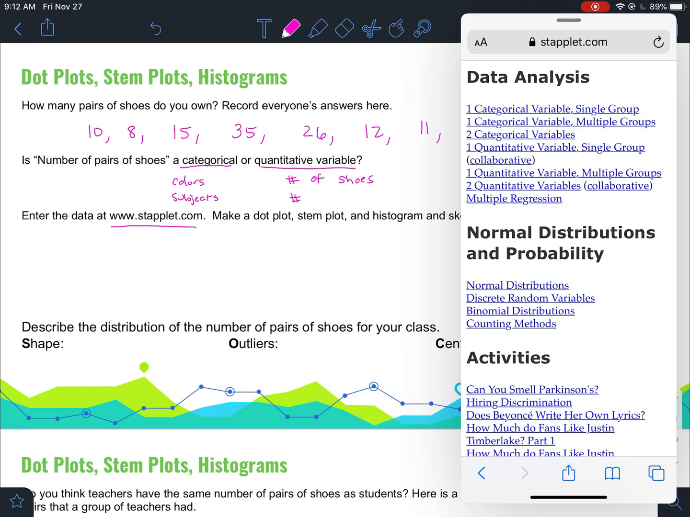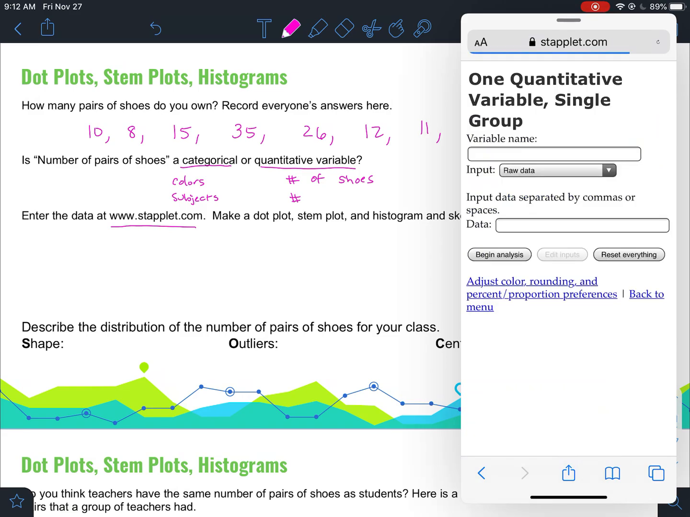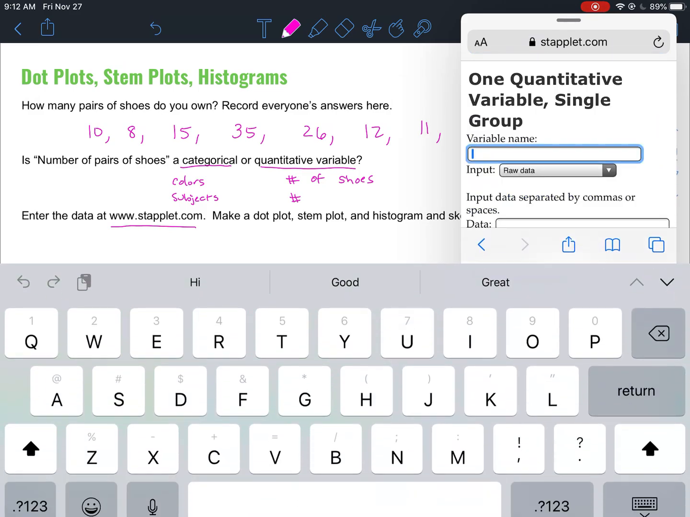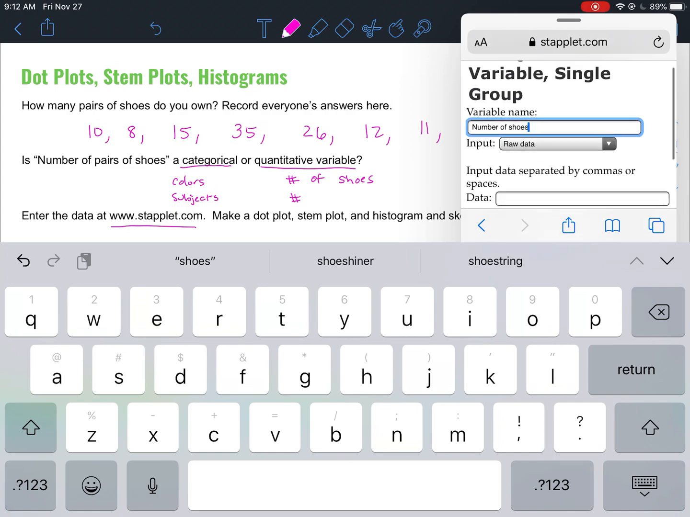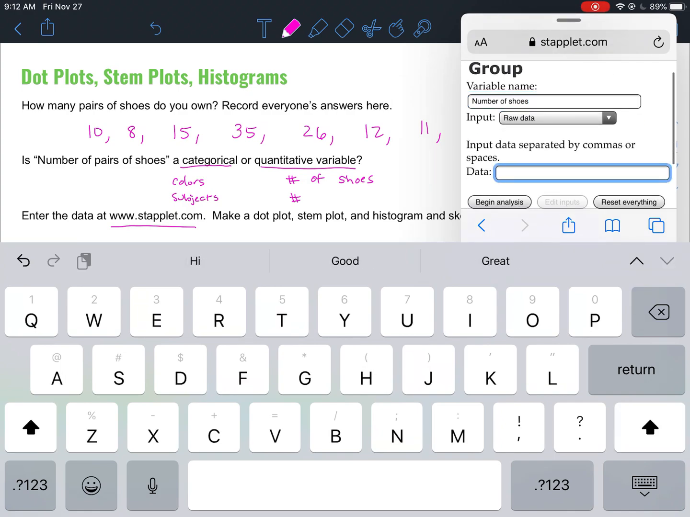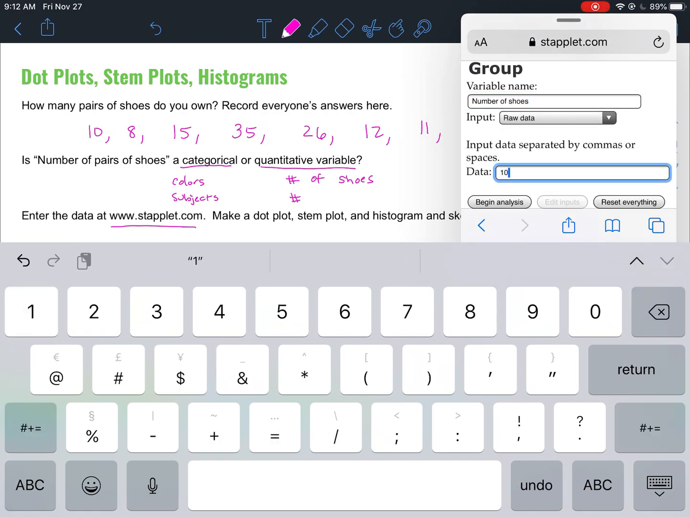So we have categorical or quantitative. So this is going to be quantitative, and it's a single group because we're just going to do one thing, number of pairs of shoes. So it's the number of shoes that each person owns. So that's what we're going to title our table. It's raw data, and it says to enter it with commas.